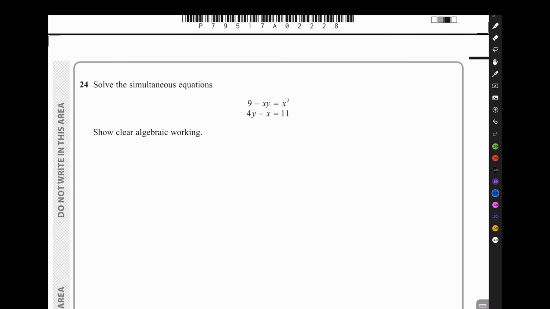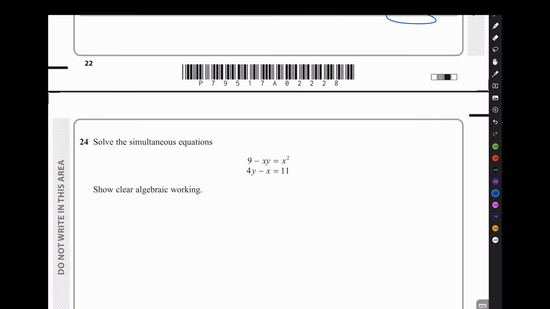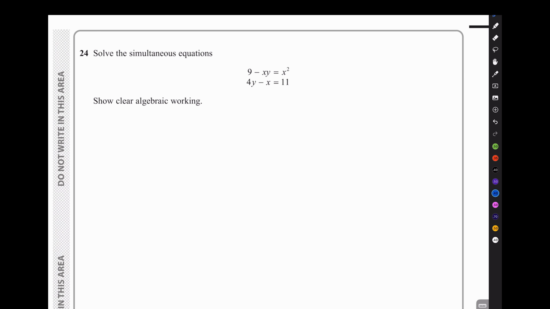I hate it. Yeah, I hate this question. It's just 5 marks. Anyways, okay, finally something. Bro, I love simultaneous equations because they are easy and they seem fun to me.